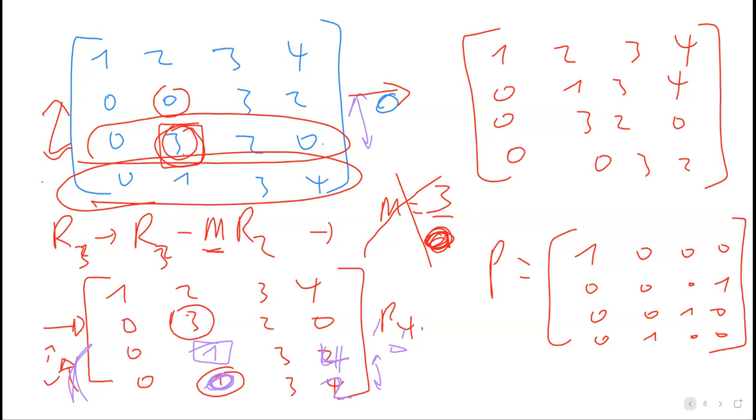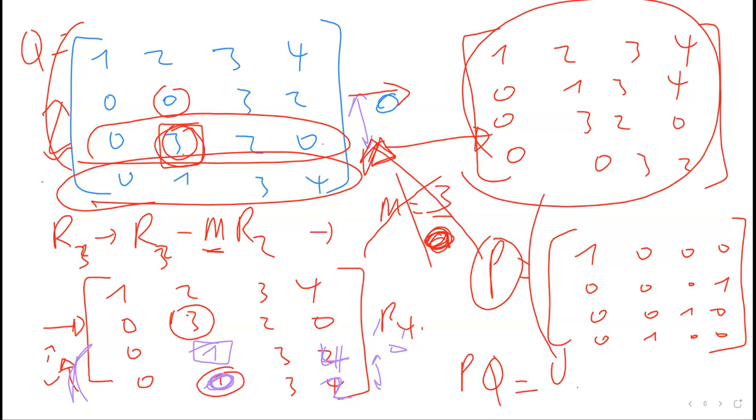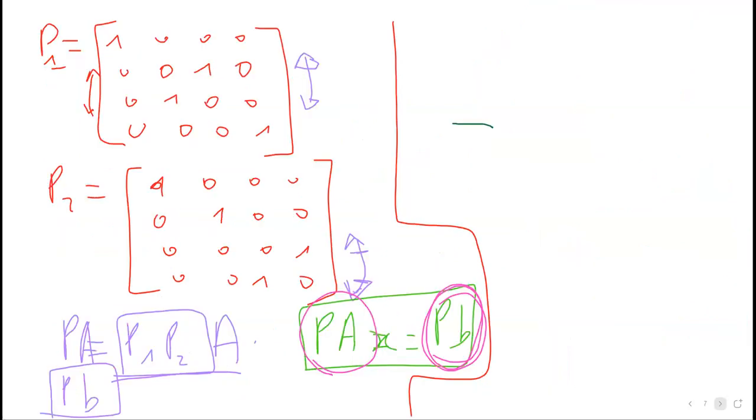Basically, all that I'm saying is that if you multiply this matrix, let's call it Q, by your P, you should get this matrix here. So this permutation matrix you have used, you must, in the end, keep track of all of them and multiply them also to the right-hand side.